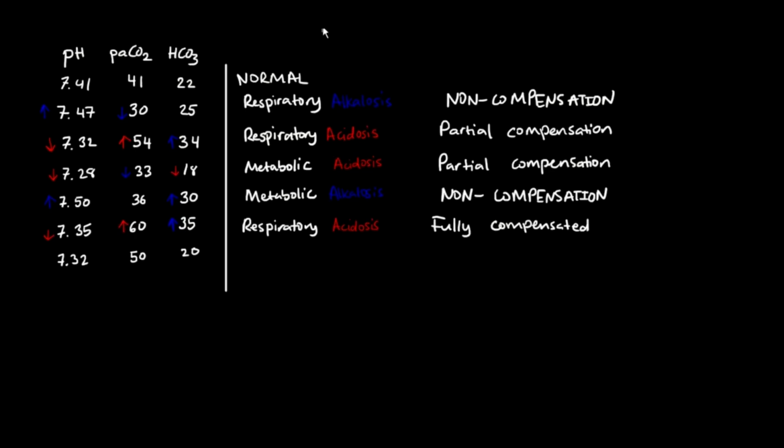So now for our last problem here, we see that the pH is 7.32, which is lower than normal. So we are in a state of acidosis. The CO2 level is higher than normal, and the bicarb is lower than normal.